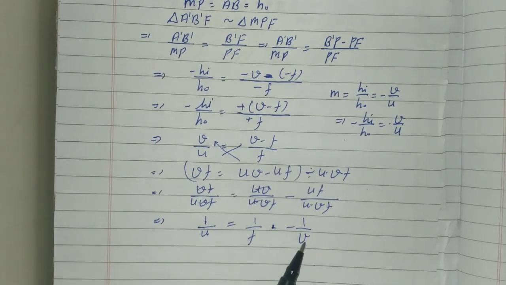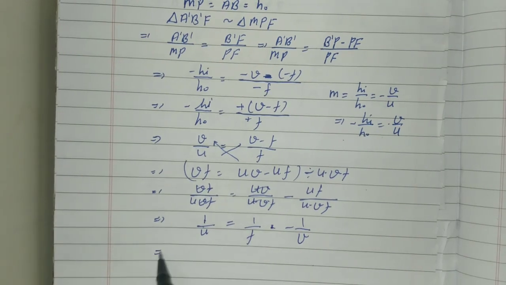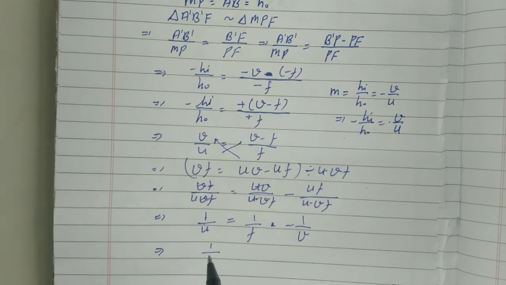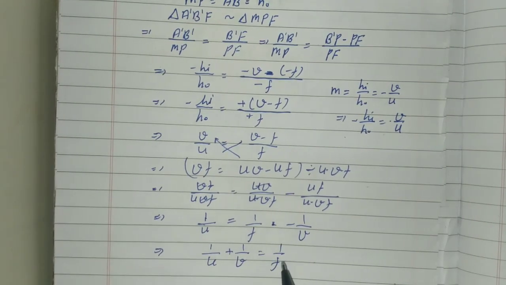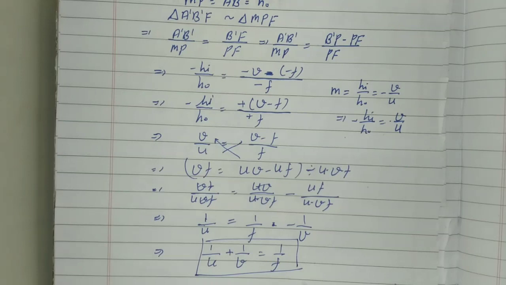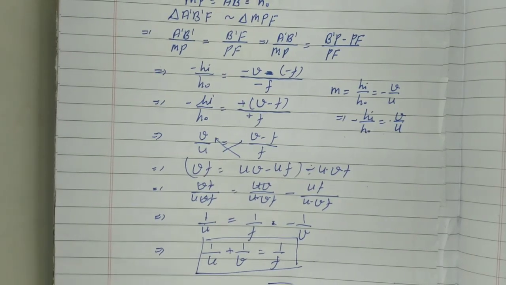So minus 1 upon V comes on each side and then we will get 1 upon U plus 1 upon V is equal to 1 upon F. So this is our mirror formula. Okay.